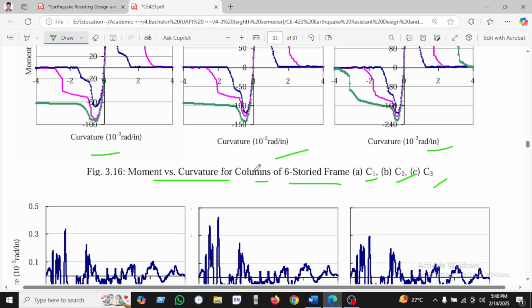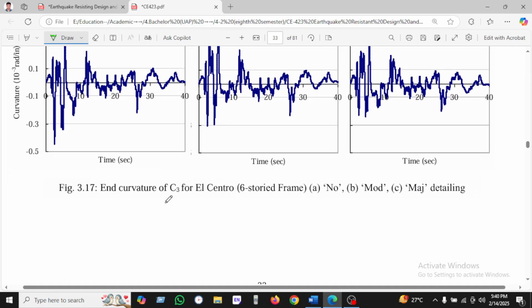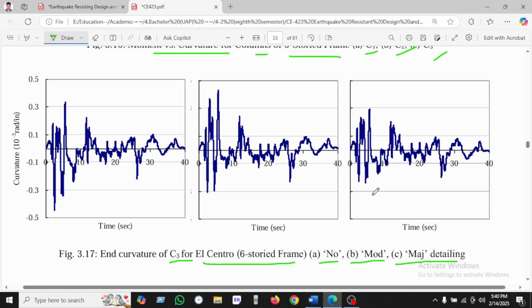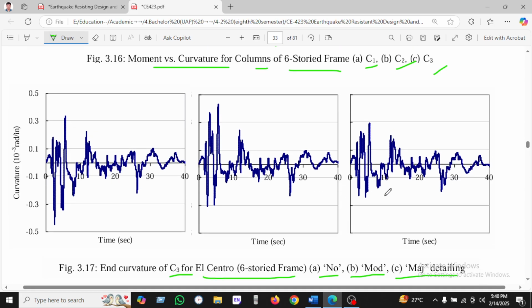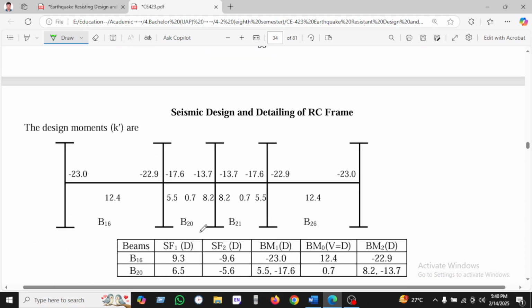Okay, we have seen here the end curvature of C3 for the 6 stories. A is no detailing, B is moderate, and C is major detailing. So A, B, C: this is no detailing, this is the moderate, and this is the major detailing.